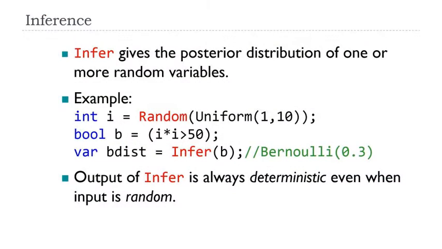So one thing to note is that even if B is random, the output is a distribution that captures the uncertainty, and B is not random. So you can think of this as gating the randomness in your program.